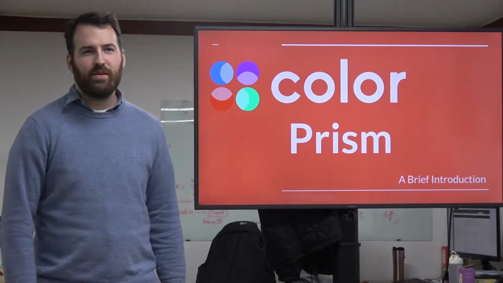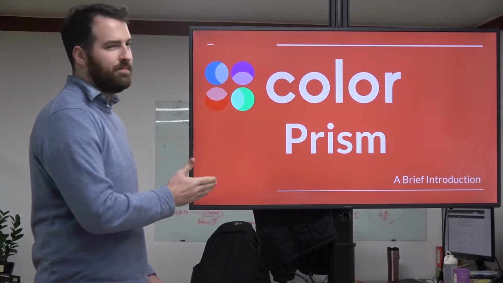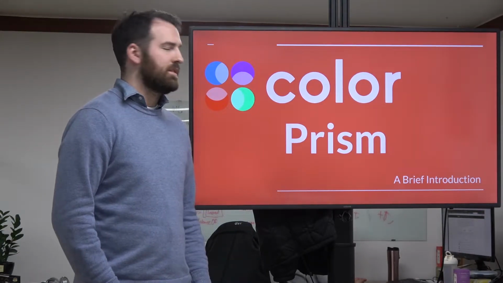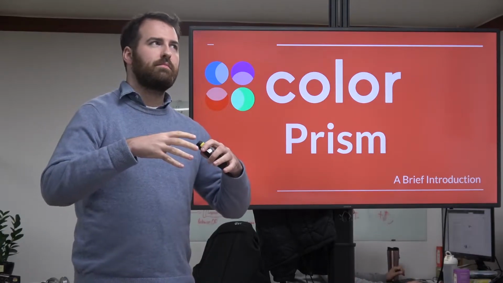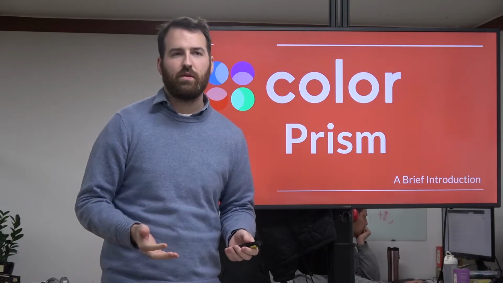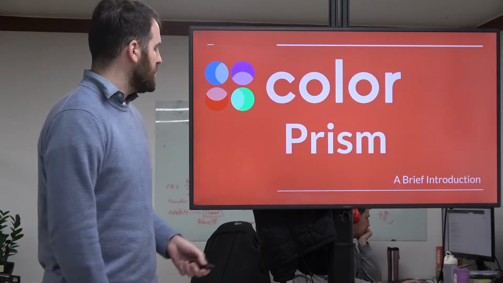Alright, so today we're going to do a brief introduction about the Color Prism, which is the consensus mechanism for the Color Network. We're going to talk a little bit about why we decided to create it this way and what it even is or how it's different than existing blockchains. Let's jump in.